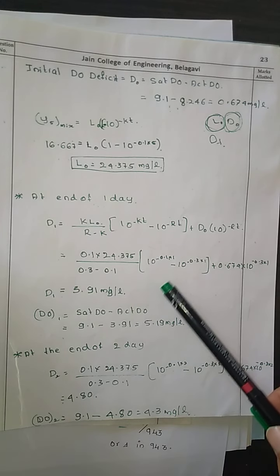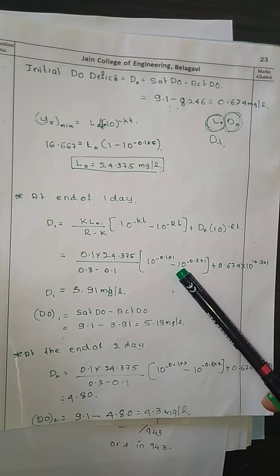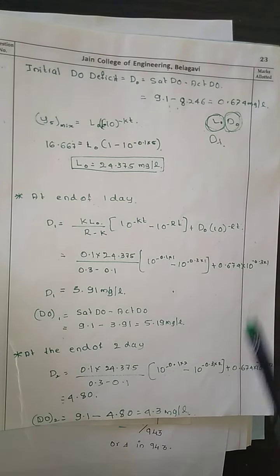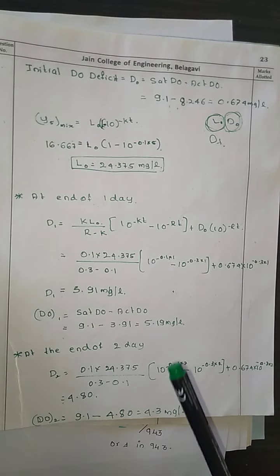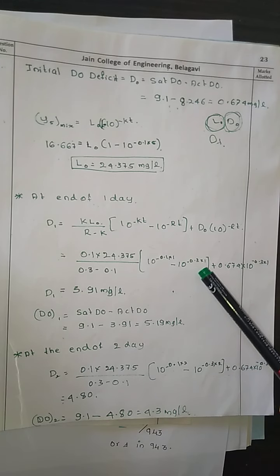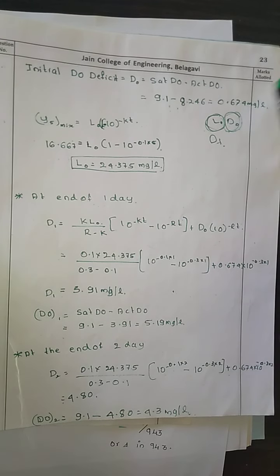So it is 10 to the power minus 1, minus 0.1 into 1. Here T is 1. Why? We want to find out the oxygen deficit at the end of 1 day. So 0.1 into 1 minus 10 to the power minus 0.3 into 1, plus D naught, which we have already calculated, it is 0.674.